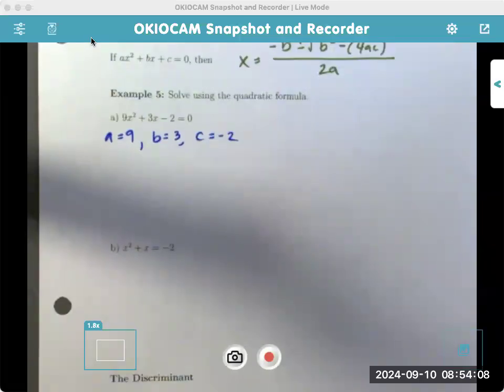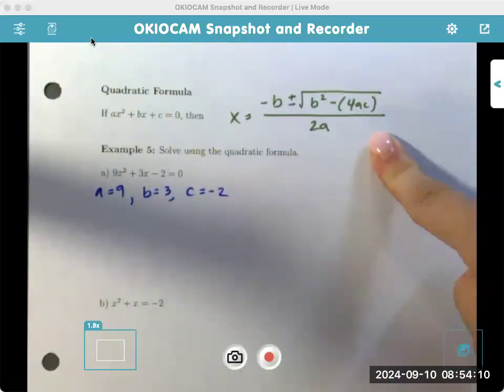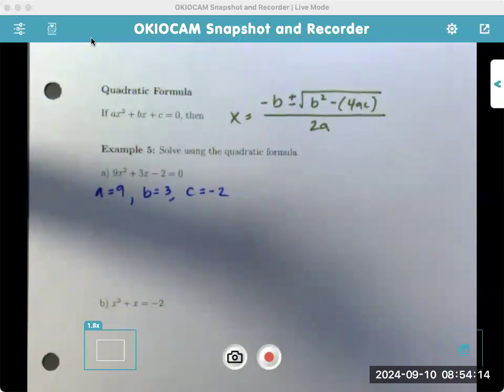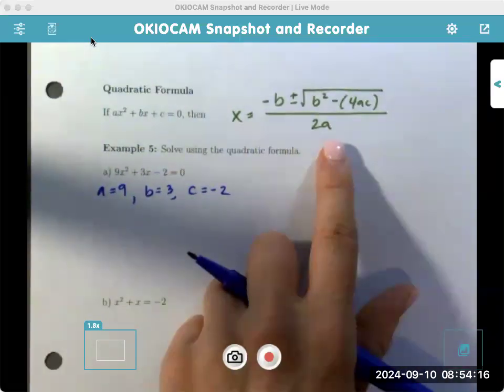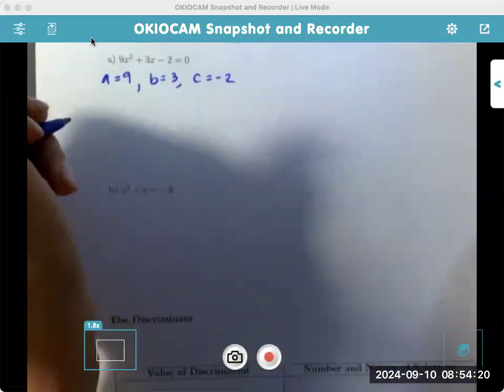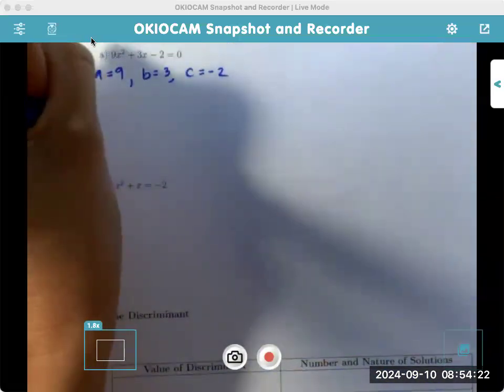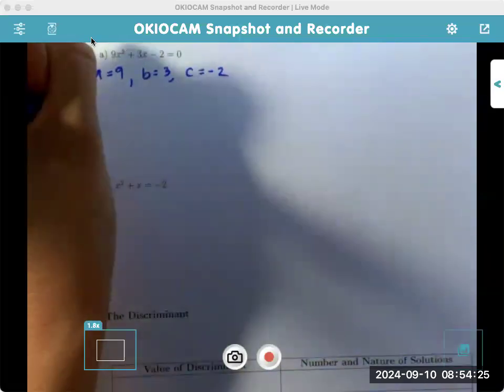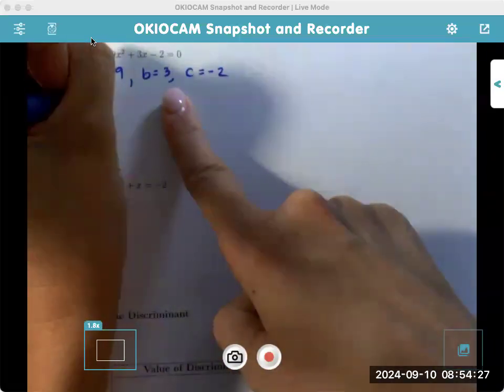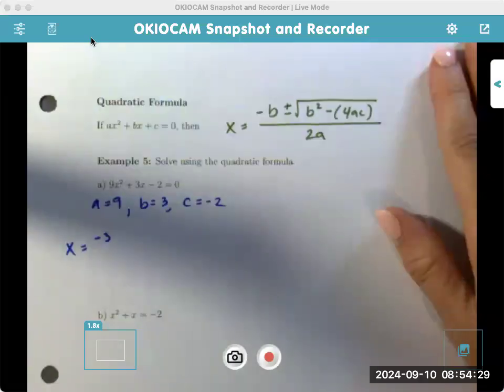So for your test, remember you get a note card. I would definitely put this on your note card if you're not already familiar with it. Okay, it really is just plug and chug if you know where to plug the numbers into. So we have that x is equal to, so -3. Oh, let me see if I can get them both on screen. There we go.